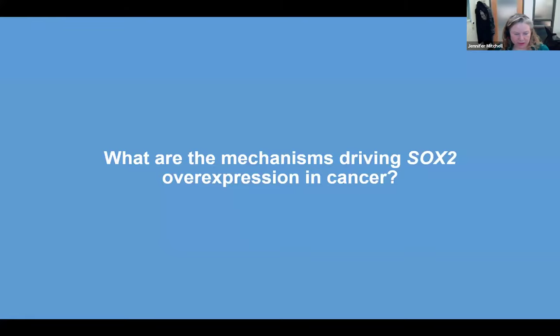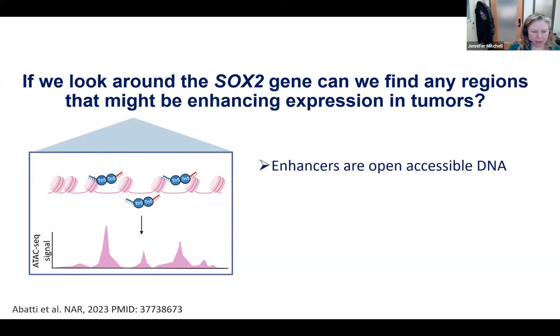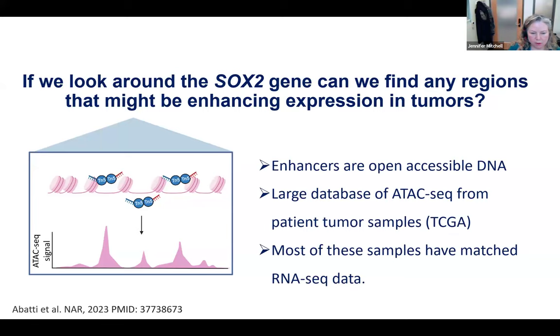Okay, so what are the mechanisms that are driving SOX2 overexpression in cancer? And to start to get an idea of that, we wanted to really look at patient samples. And so we looked at a large database of ATAC-seq data that was in the Cancer Genome Atlas. And this was a large database from patient tumors. And most of these samples have matched RNA-seq data so that we can look at the correlation between chromatin accessibility and RNA-seq.